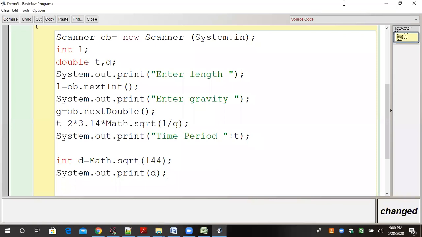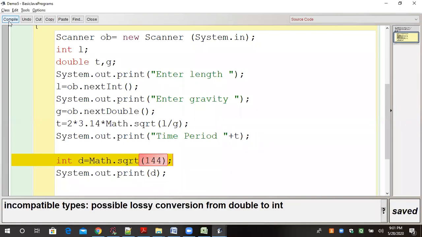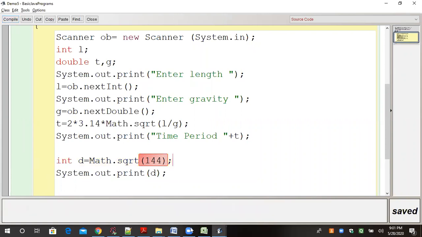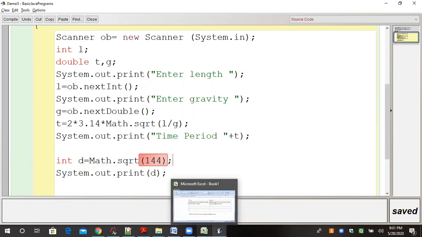Okay. Actually, this is an error. Possible lossy precision. It is an error. I'm just compiling and you will see the error. Possible lossy conversion. Possible lossy conversion. इसका मतलब क्या है? Just read my theoretical points. I'm writing a very important theoretical points in front of you.